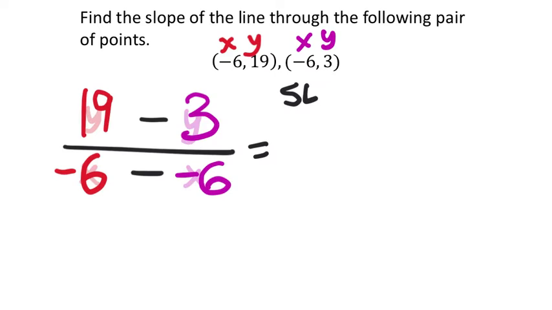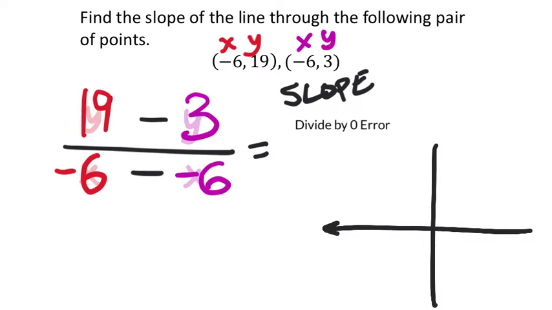So I put this into the calculator to find my slope. Let's see what we get. N over d, 19 minus 3. That's my numerator. In the denominator, negative 6 minus negative 6. Enter. And the calculator says, we've seen this before, by the way, divide by 0 error, like this. Okay, what this means is that if you were to look at the graph, and hopefully this is something we remember from last time, you've got an x and y axis like this, okay?